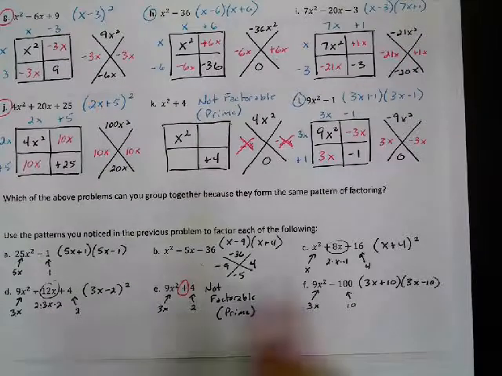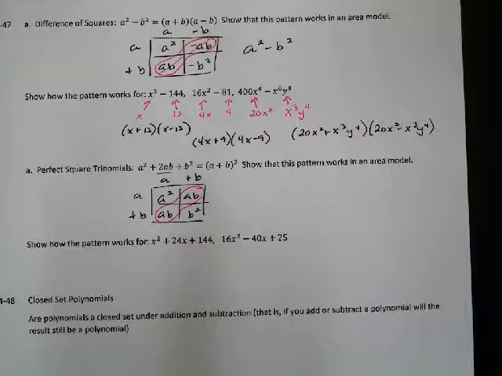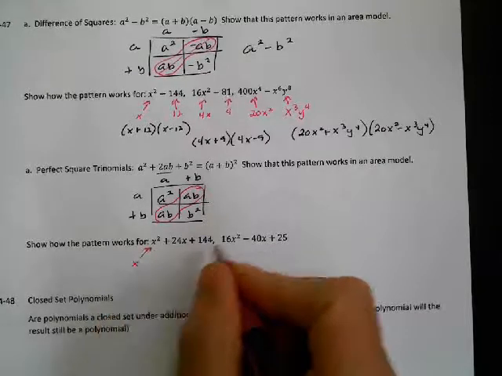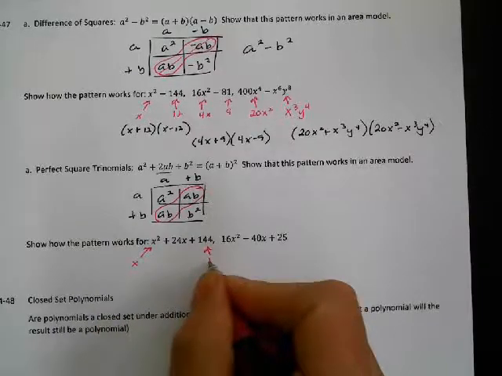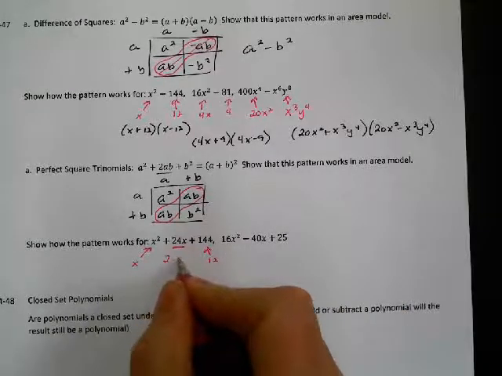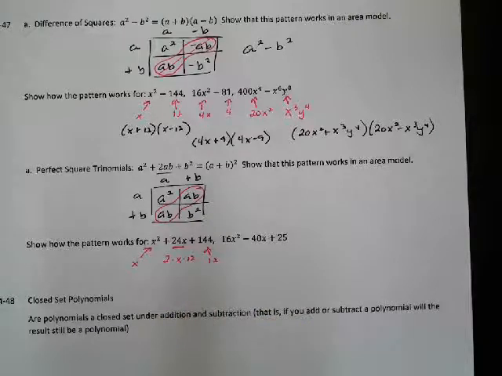All right. So we're going to use that pattern. This number right here is x times x. This number here is 12 times 12. And then we double check to make sure that this number is 2 times x times 12. And is it? Yes, it is. So I can do x plus 12 squared.